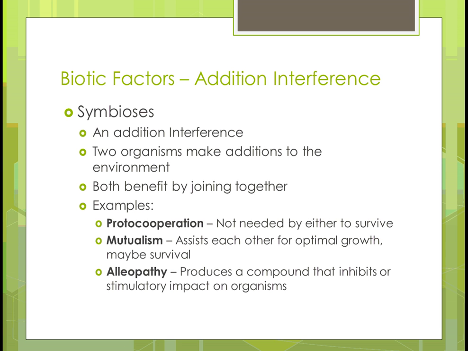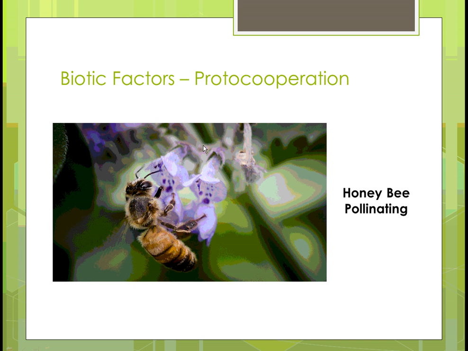Mutualism, where they help each other for optimal growth, they both benefit from it. It possibly could be survival depending on what type of mutualism. And then allelopathy, which produces a compound that inhibits or stimulates an impact on another organism. In other words, one organism will produce some type of compound, some type of item that will keep or help another organism.